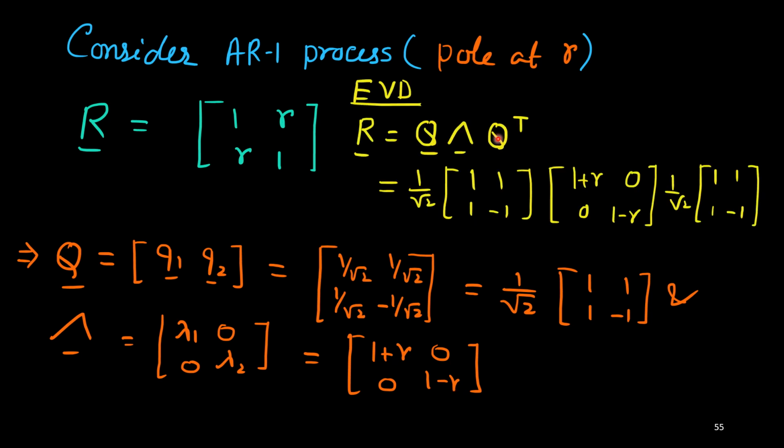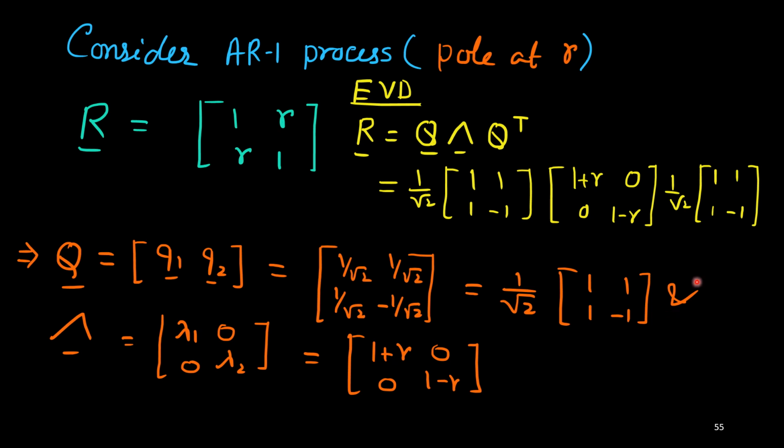So you see, if I use eigenvalue decomposition, then R could be considered as Q capital lambda Q transpose. So Q means 1 upon root 2, 1, 1, 1 minus 1. That is your Q, already I have considered. And this is your capital lambda. And its transpose, again the same factor, 1 upon root 2, and this will become the same. In this case, it is exactly the same, symmetrical.